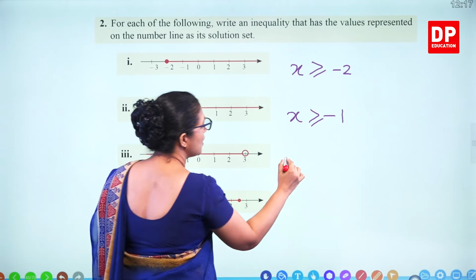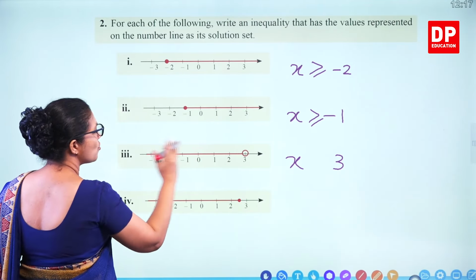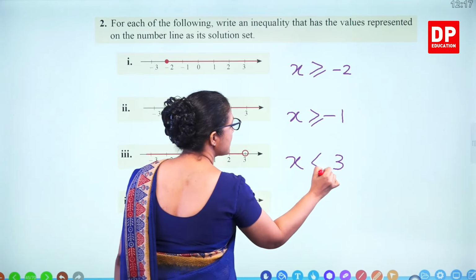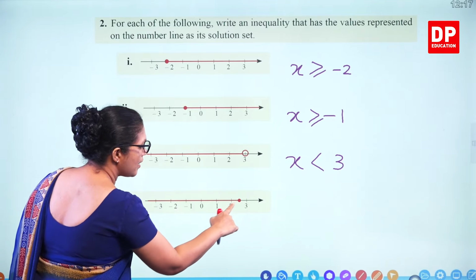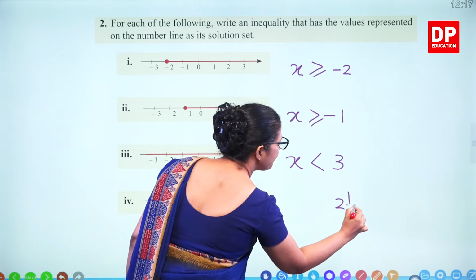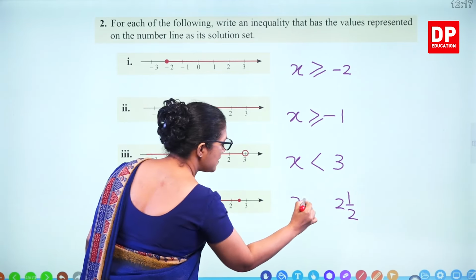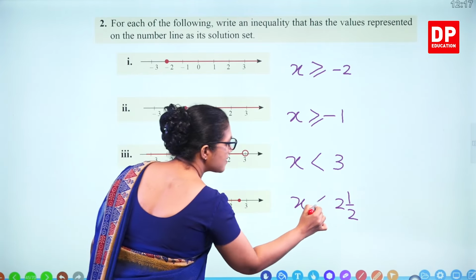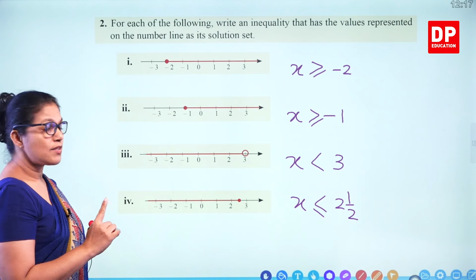Now it's not equal. This is 3, and here this is towards the left hand side, less than 3. This is 2.5, and this is a solid circle. That means this is X less than or equal to 2.5 because it's a solid circle.